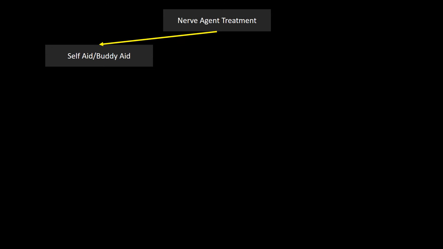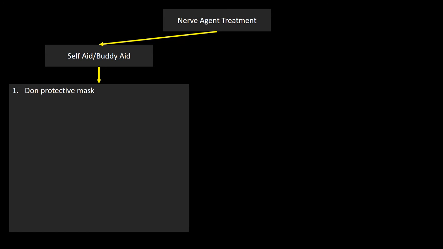So we're going to talk about treatment in the form of self-aid and buddy aid, and then in a minute we'll talk about what medical providers can do. So self-aid buddy aid is going to start with donning protective masks. As soon as there's a threat of a nerve agent attack, we've got to make sure you don't become a casualty yourself. So don your protective mask first.